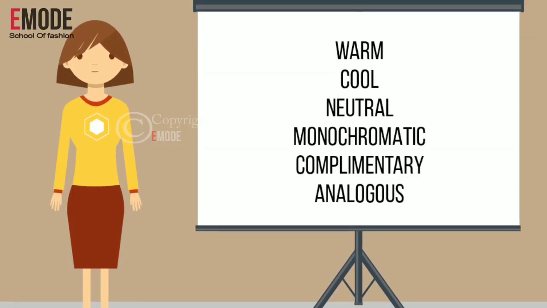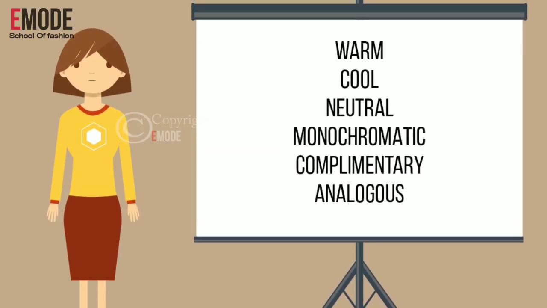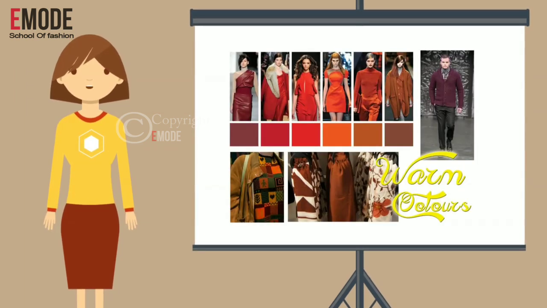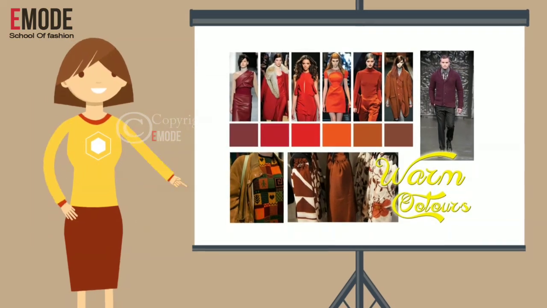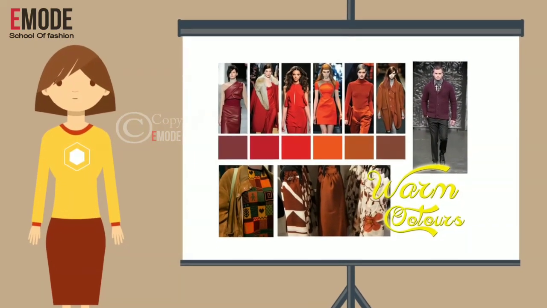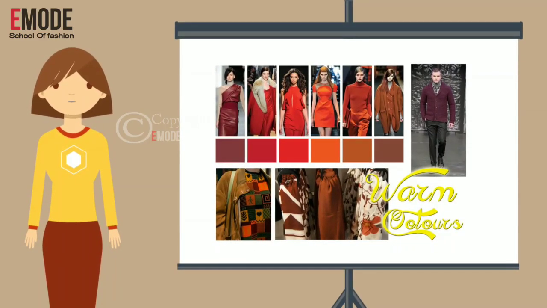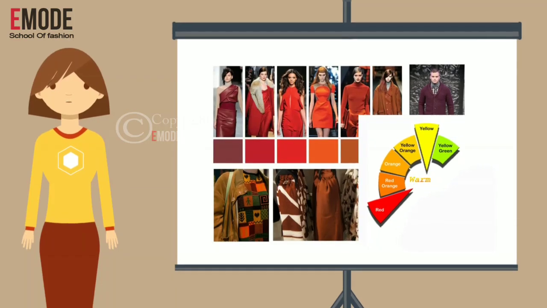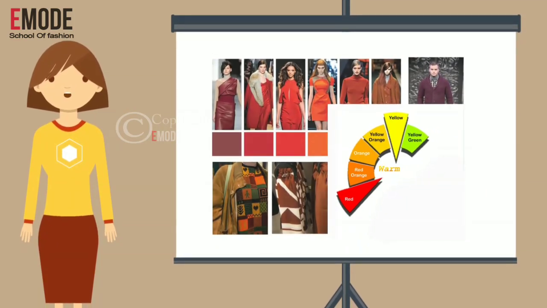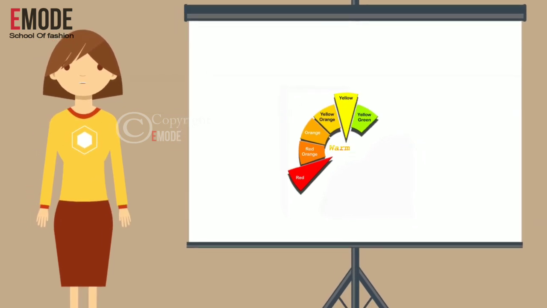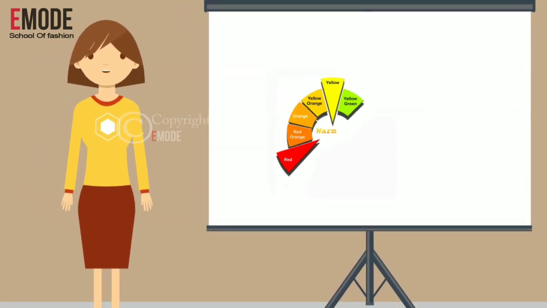In the fashion industry, mainly 6 color schemes are used. We learned about warm colors. Let's see some examples of warm color combination. In this image you can see how warm colors are used. When you are working with colors in fashion, they are either referred to as warm or cool. The warm colors are either red, yellow, orange, or a combination of all of these. Learning how to use color properly will be one of the most valuable skills that you grasp as a designer.